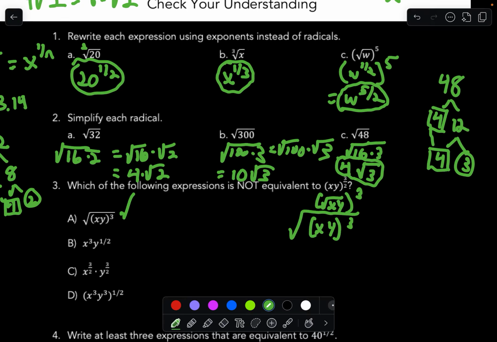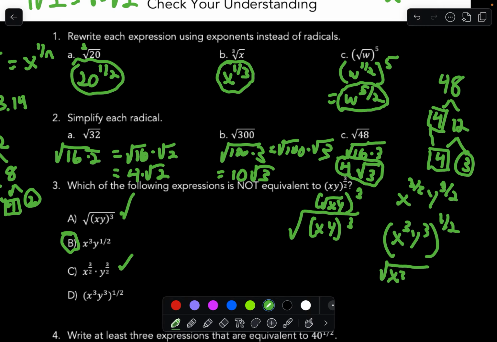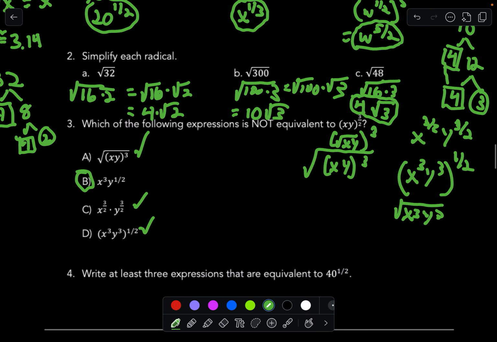The second one, xy to the 3/2, is x to the 3/2 y to the 3/2, because we can distribute the exponent. This says x to the 3 times y to the 1/2. No, they're both supposed to be 3/2. This is wrong. This is not equivalent. And just to verify, c is just what I wrote there, so that's the same. And since they're both over 2 here, you can have this as x cubed y cubed to the 1/2, which could also be the square root of x cubed y cubed. So all of these are equivalent statements, all right? Just different ways of writing the same thing.